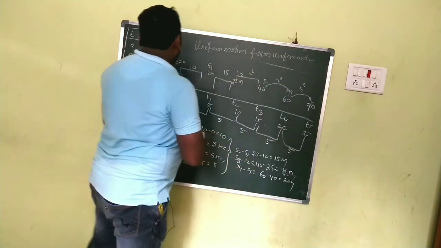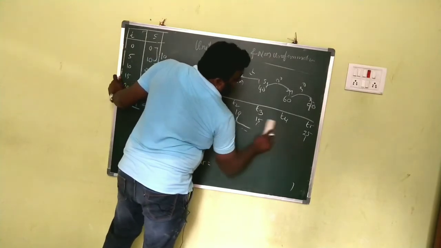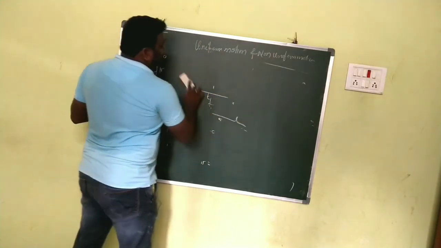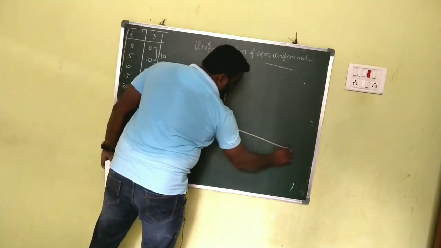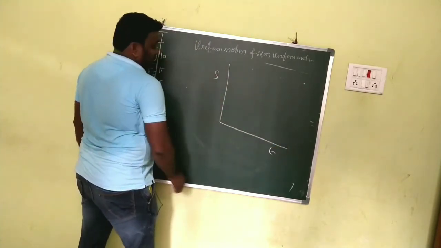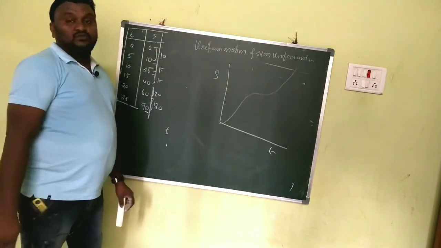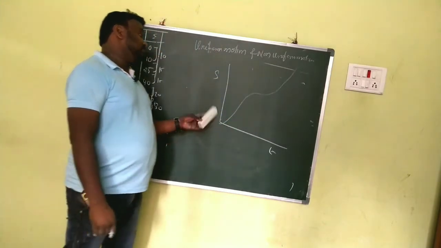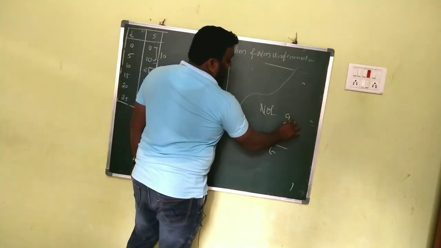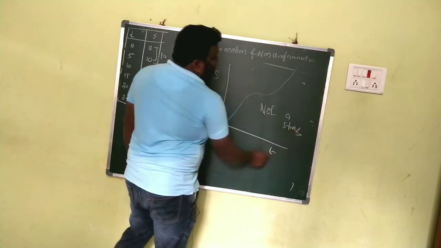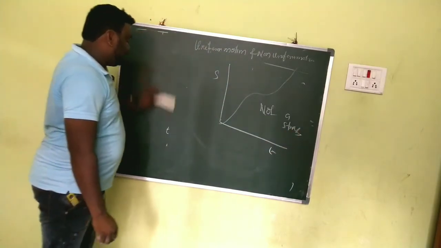So if we draw a graph between these two, we will get some curve, not like a straight line. So the nature of the graph should be like this. If you plot a graph between S and T, we may get some curve. That is not a straight line. Clear, children? So this is about the difference between uniform and non-uniform motion.